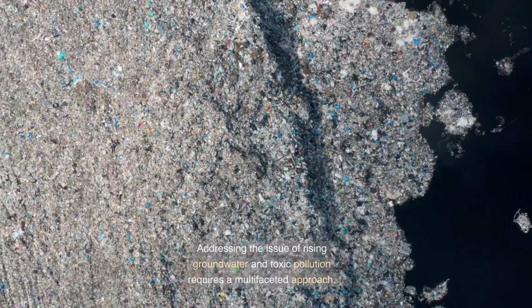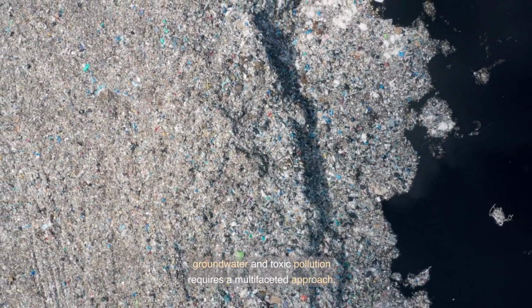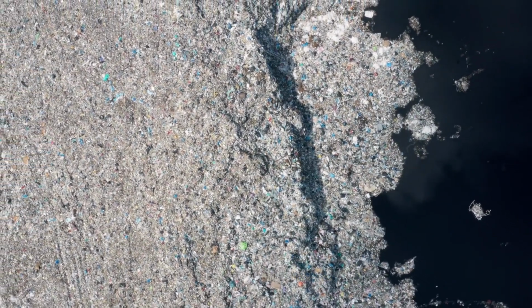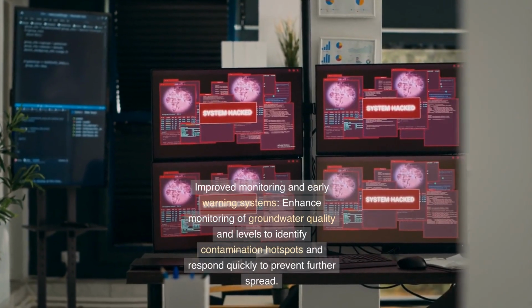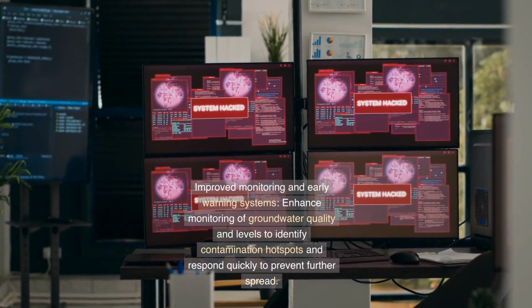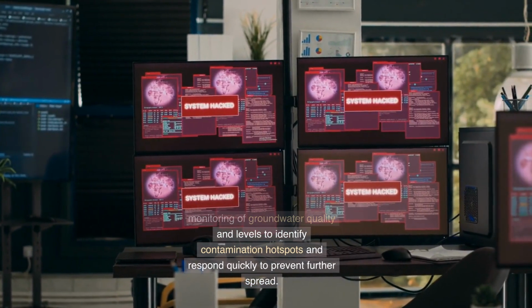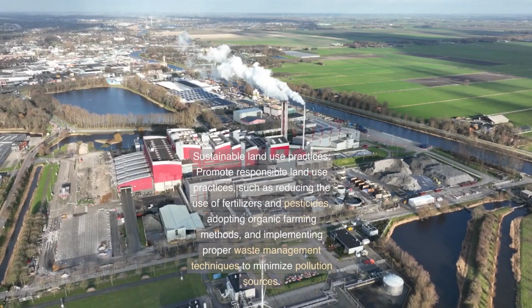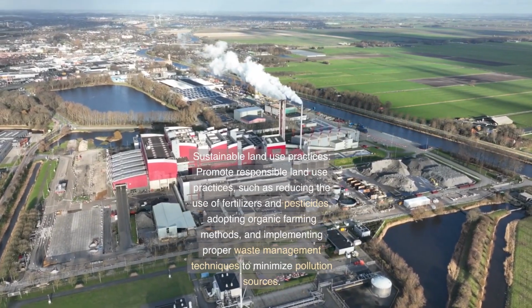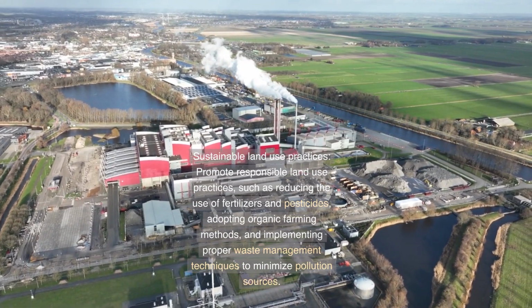Addressing the issue of rising groundwater and toxic pollution requires a multifaceted approach. Here are some potential strategies that can be implemented. Improved monitoring and early warning systems: enhance monitoring of groundwater quality and levels to identify contamination hotspots and respond quickly to prevent further spread.